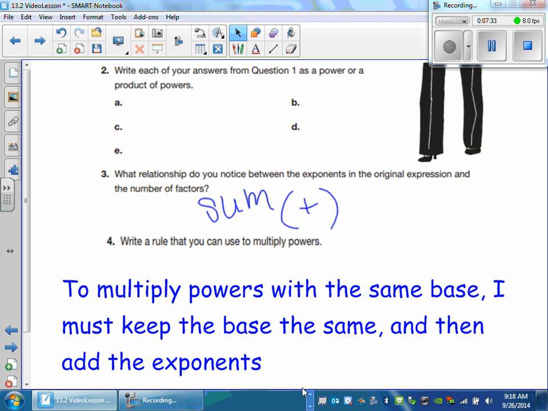The rule is to multiply powers with the same base, and that's important. They do have to have the same base. I must keep the base the same and then add the exponents. So that's the big thing. When you're multiplying powers, you add the exponents. So go ahead and make sure that gets in the workbook, and it also goes in the notes section of your binder.